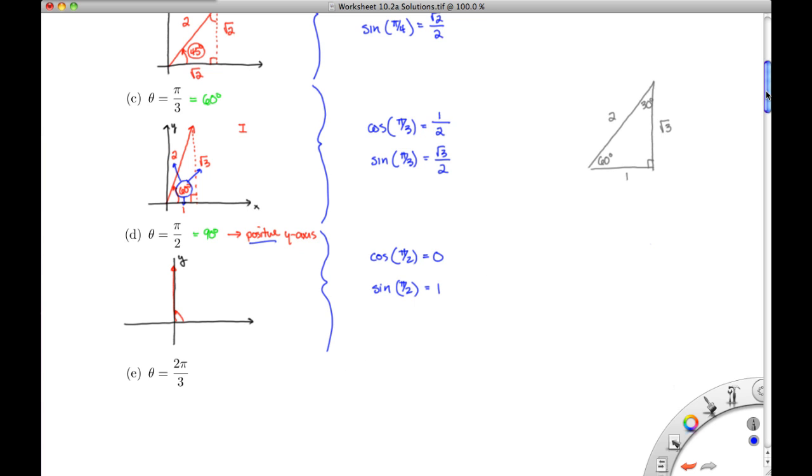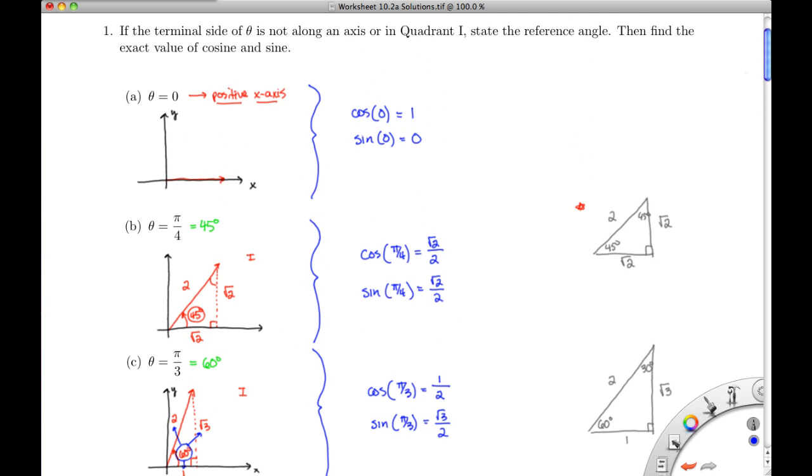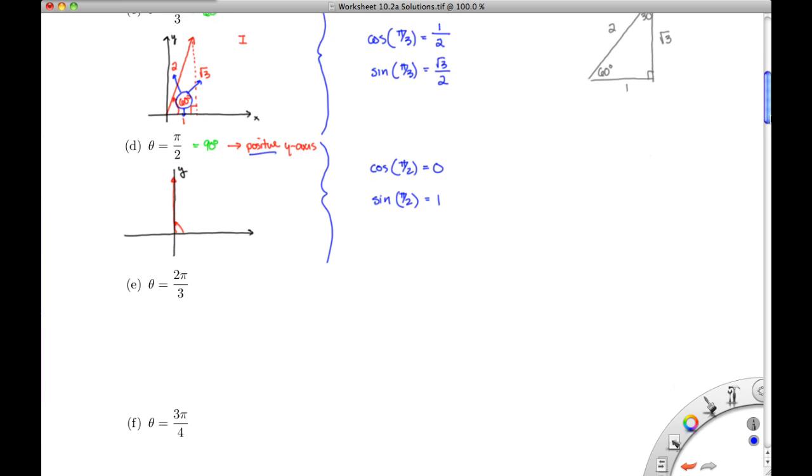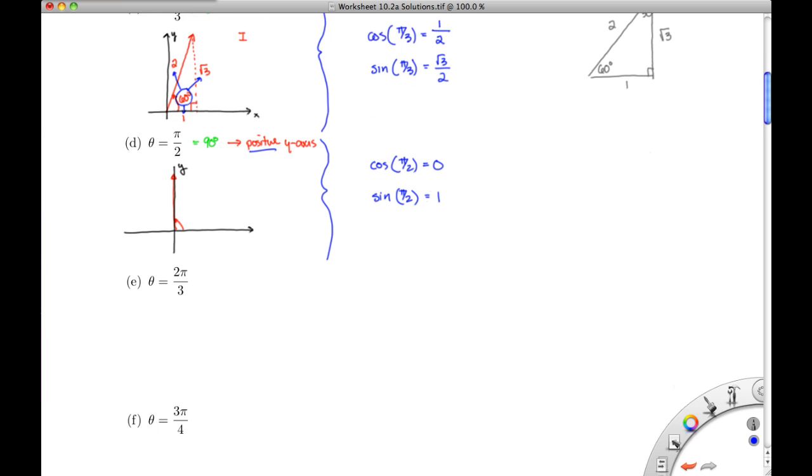So let's review that again real quick. From part A, anytime you're on the x-axis, the sine will always be 0, and the cosine will either be positive or negative, depending on which side of the x-axis. Anytime that you're on the y-axis, your cosine will always be 0, and your sine will always be either positive or negative 1, depending on which side you're on.